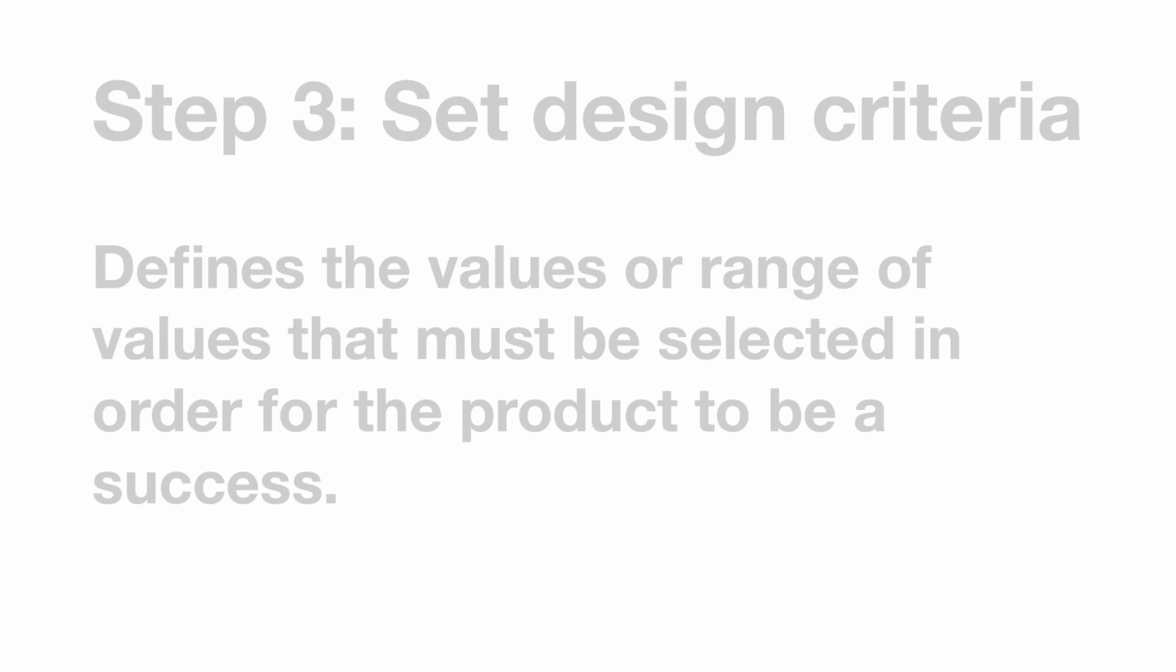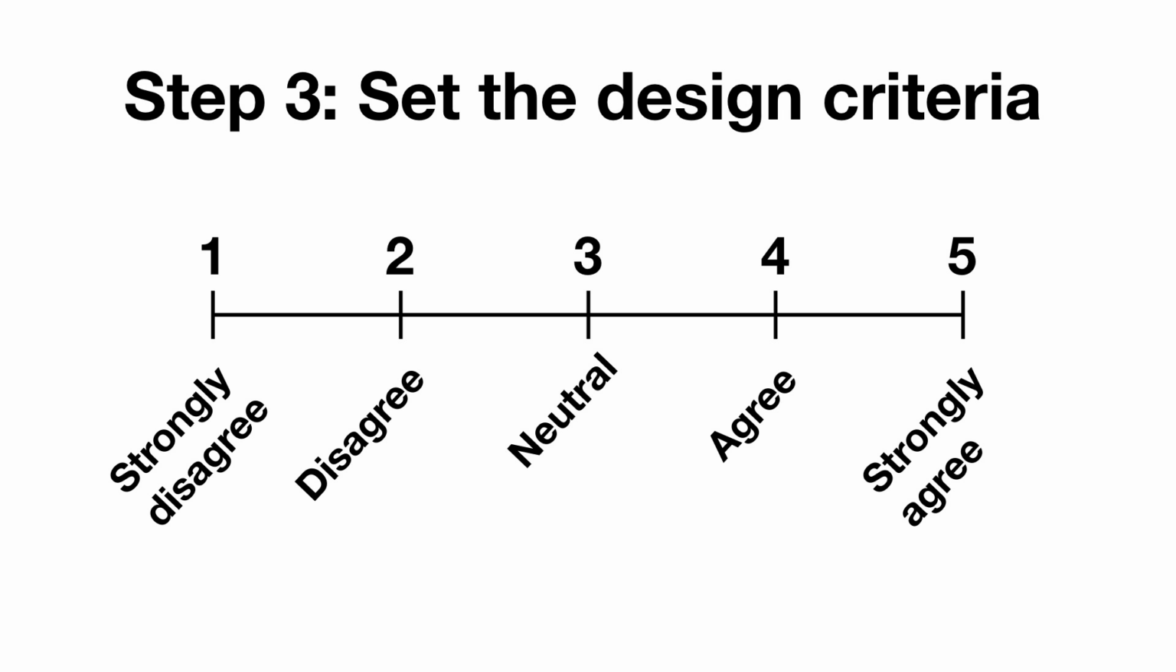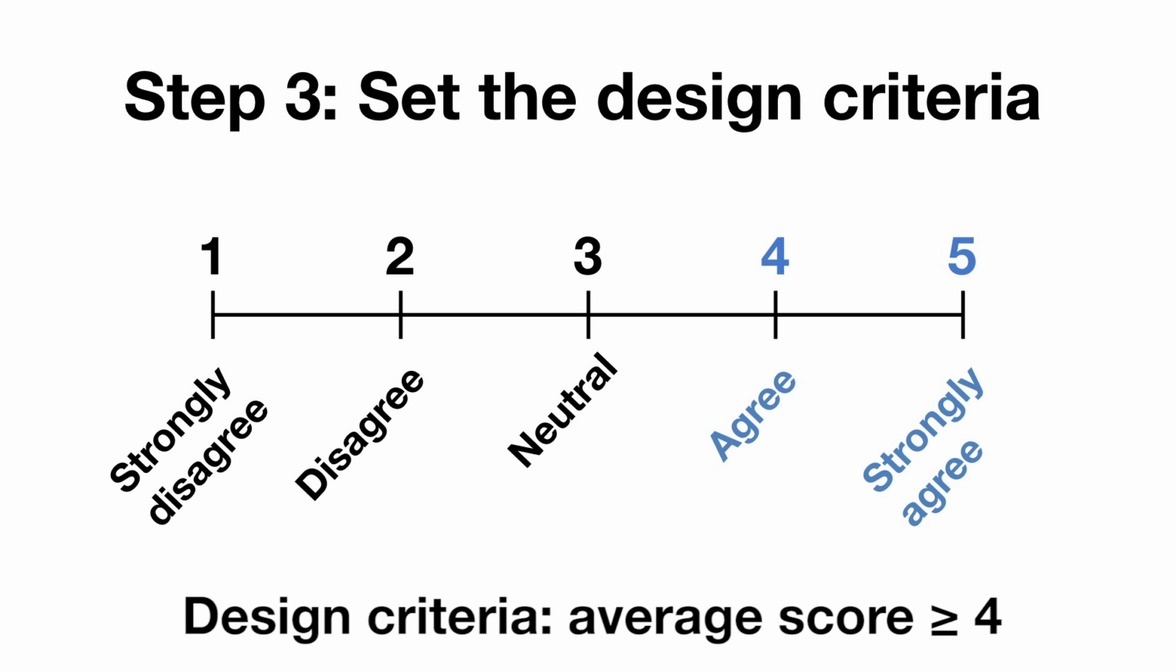One of these user-defined scales you might be familiar with is something called a Likert scale, where you have strongly agree, agree, neutral, disagree, and strongly disagree. So for example, with our Likert scale, users would need to select agree or strongly agree in order for the project to be considered a success.